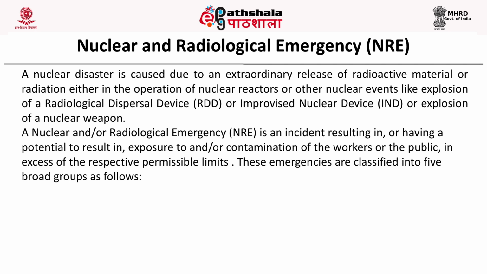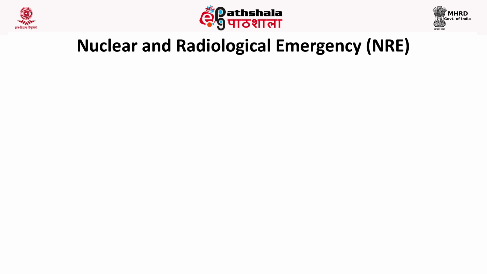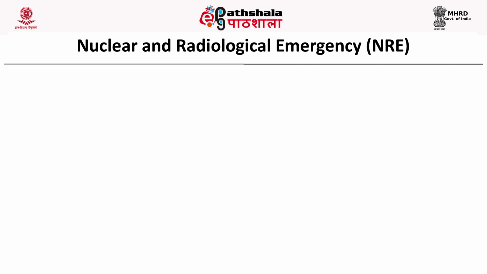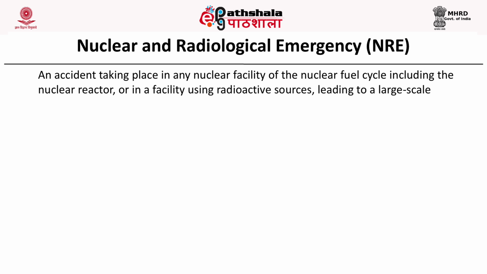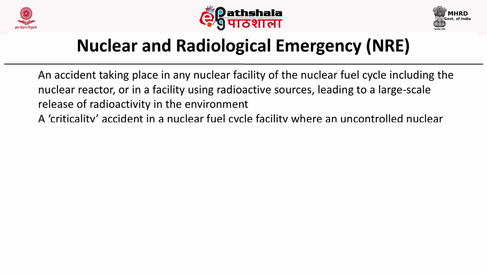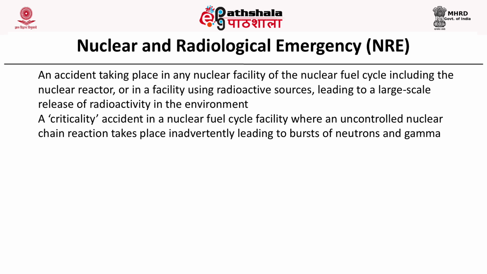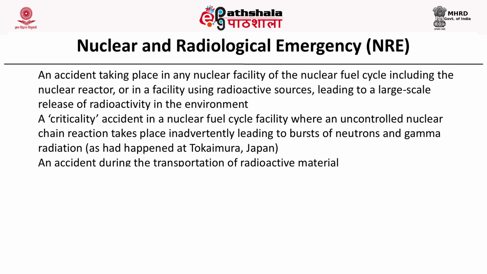These emergencies are classified into 5 broad groups. The first one is an accident taking place in any nuclear facility of the nuclear fuel cycle, including the nuclear reactor, or in a facility using radioactive sources leading to large scale release of radioactivity in the environment. The second is a criticality accident in a nuclear fuel cycle facility where an uncontrolled nuclear chain reaction takes place, inadvertently leading to bursts of neutrons and gamma radiation, as that happened in Japan.